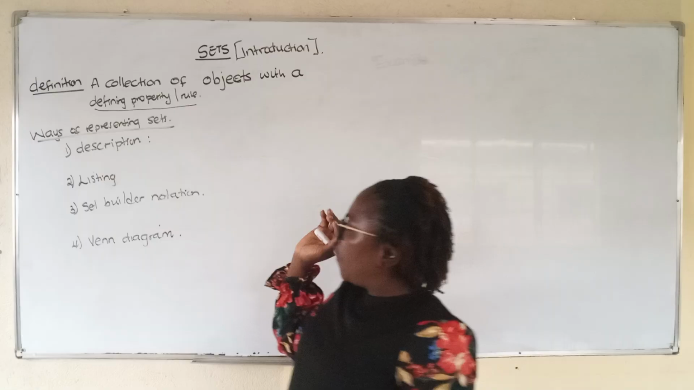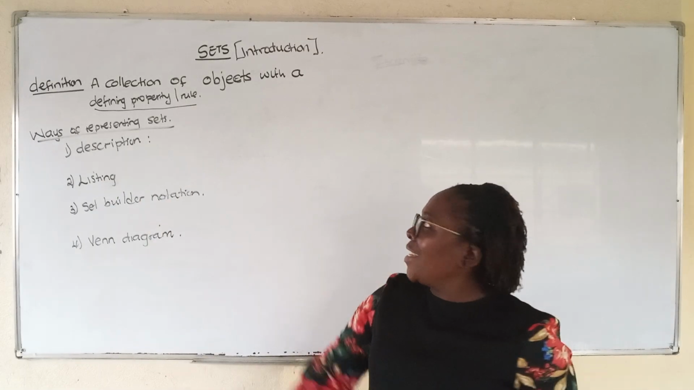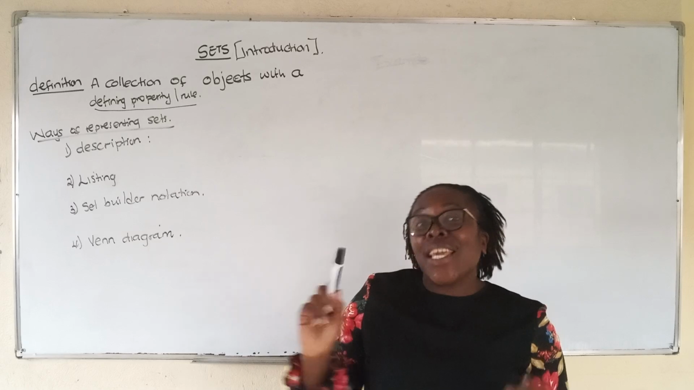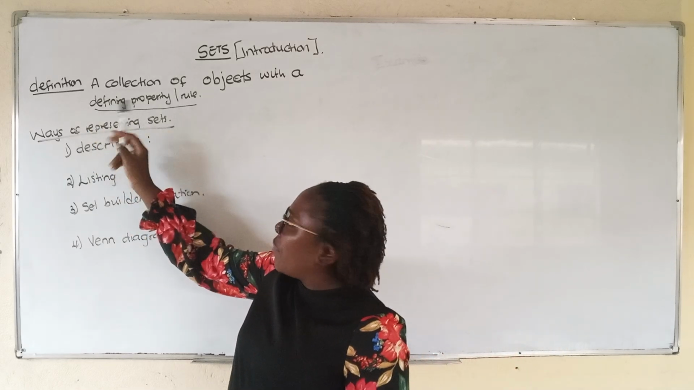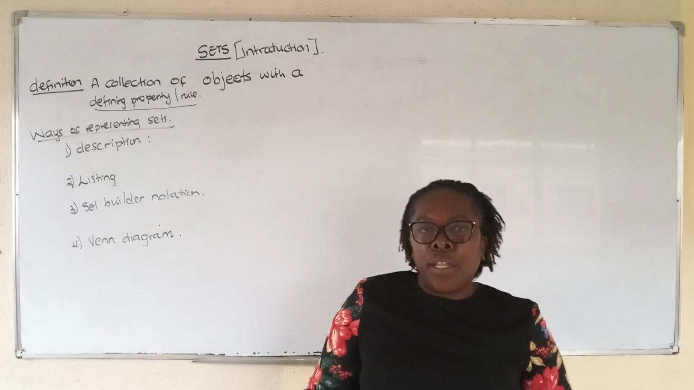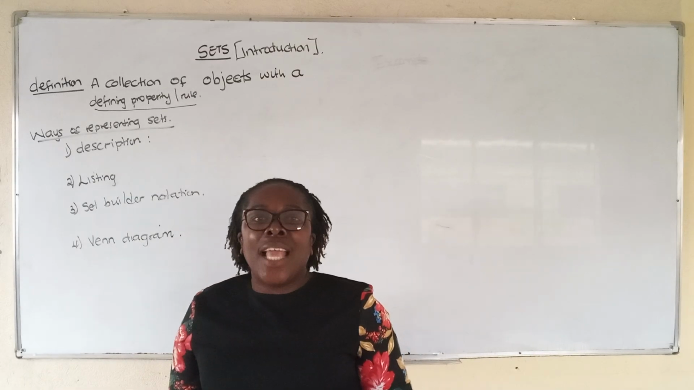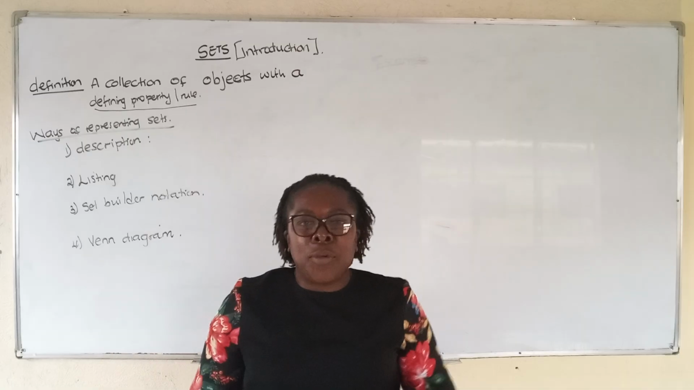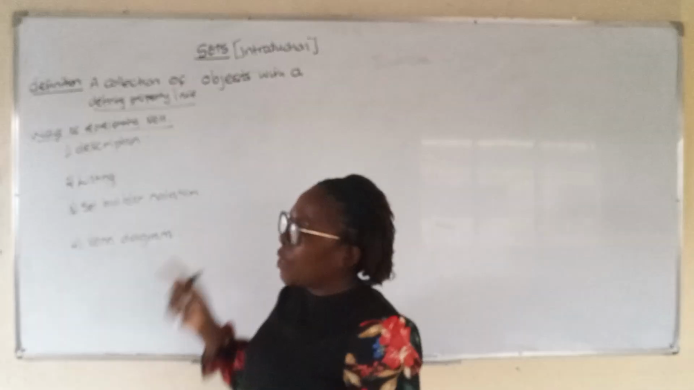So I'm going to give a formal definition of sets. A set is a collection of objects with a defining property. I know you can see that I've underlined the phrase defining property or rule. For items or objects to be brought together, there has to be something that glues them together or that brings them together. That is what we call a defining property or rule.